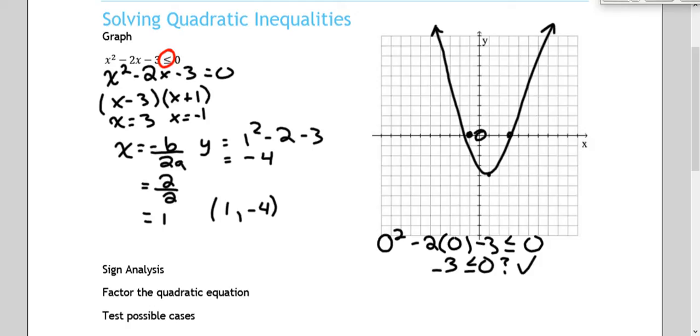And we would shade it, and I would use red to say that, yes, everything that is inside this parabola is a valid solution. And that's all you have to do. Factor it and test.